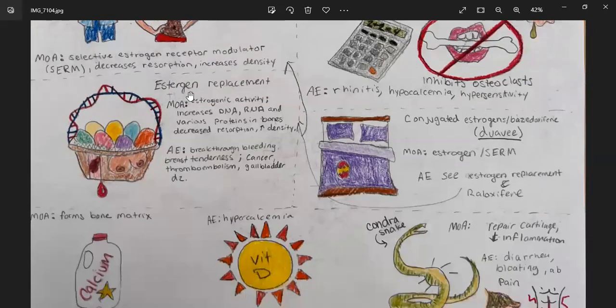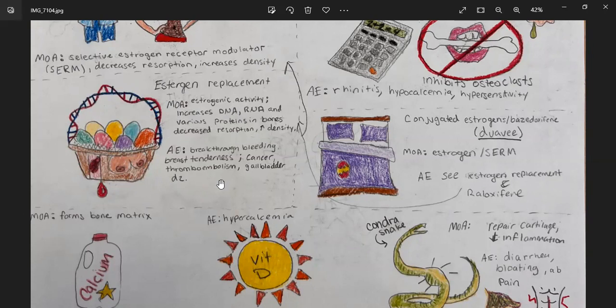Going here, we have estrogen replacement. The mechanism of action is just that it is estrogenic activity. Increases DNA, RNA, various proteins in bones, decreases resorption, increases density. So we have an Easter basket, Easter for estrogen. And yes, these are boobs on the side of the Easter basket. I'll get to it. The handle of the Easter basket is DNA or RNA because that's part of the mechanism of action.